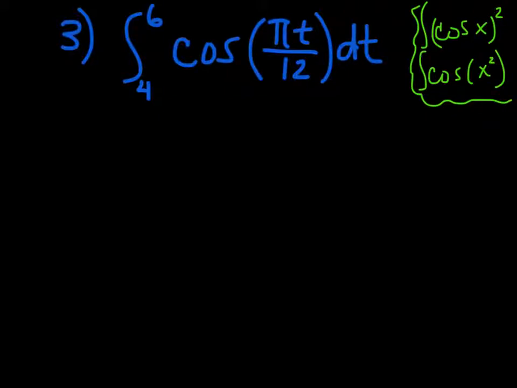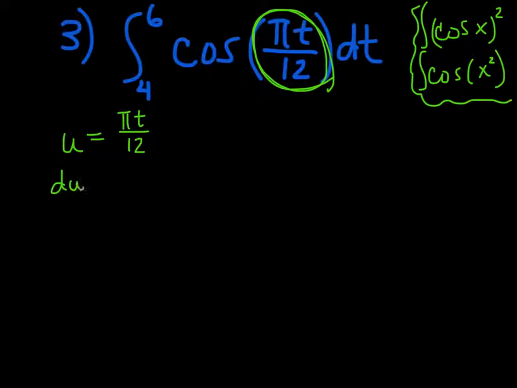So in this case, if I'm looking at this, what is inside, what is my angle? It is not just simply t. And because of that, that angle, that inside piece, is going to become my u. So I'm going to start by saying u is equal to that inside, the angle, which again is something other than just a single variable. And that is what I'm going to go ahead and take the derivative of. So I would say du equals pi over 12 dt.